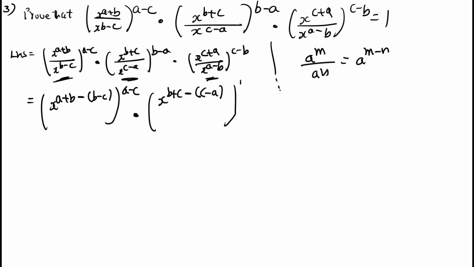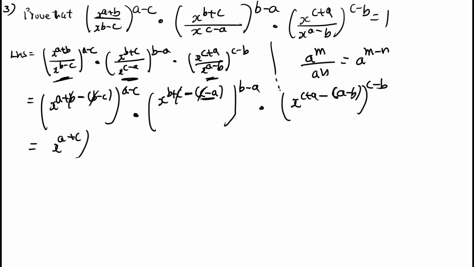To the power b-a, into the third term x to the power (c+a) minus the power of the denominator, that is (a-b). Remember, here you need to use brackets. After the minus you need to use brackets, because it is minus of the whole term. To the power c-b. Plus b and minus b get cancelled, so you'll get x to the power (a+c) to the power a-c. Into, here c and minus c get cancelled, so x to the power (b+a) to the power b-a. Into, here a and minus a get cancelled, so you'll get x to the power (c+b) to the power c-b.